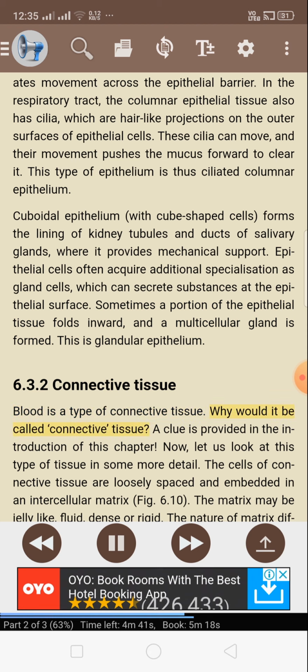6.3.2 Connective tissue. Blood is a type of connective tissue. Why would it be called connective tissue? A clue is provided in the introduction of this chapter. Now, let us look at this type of tissue in some more detail.